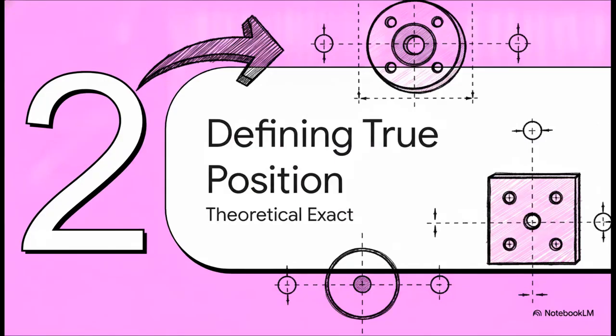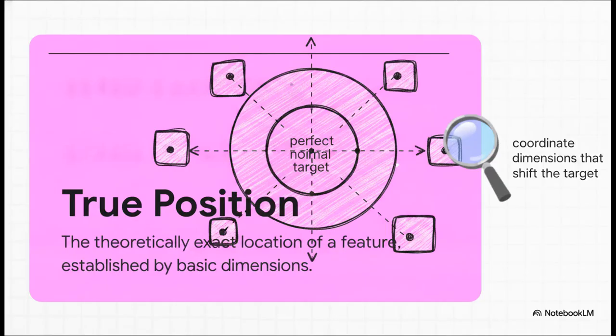Moving to Section 2, defining true position, the theoretical exact location. So, the crucial point here is that true position relies on basic dimensions to set a perfect nominal target before we even think about applying any variation. It defines the theoretically exact location of a feature. Unlike coordinate dimensions that kind of shift the target around based on a chain of tolerances, basic dimensions lock down exactly where the feature should be in a perfect world.